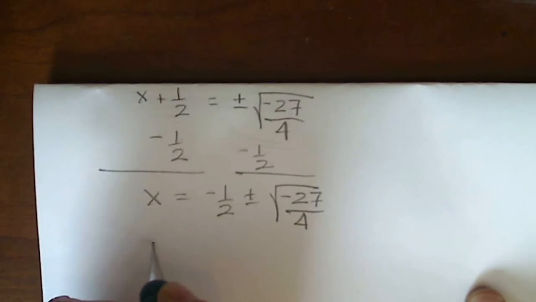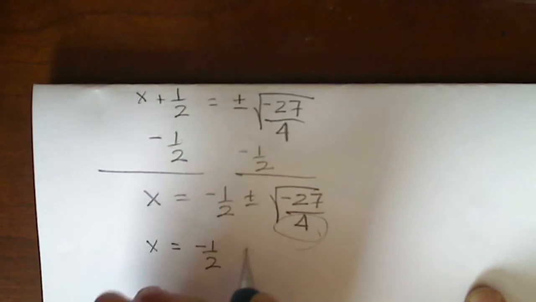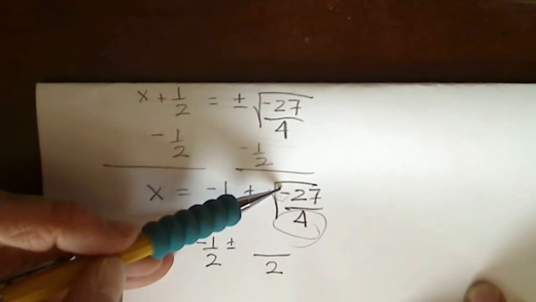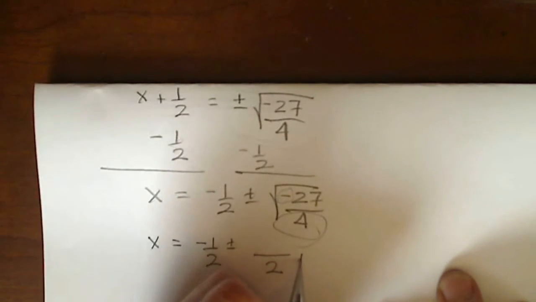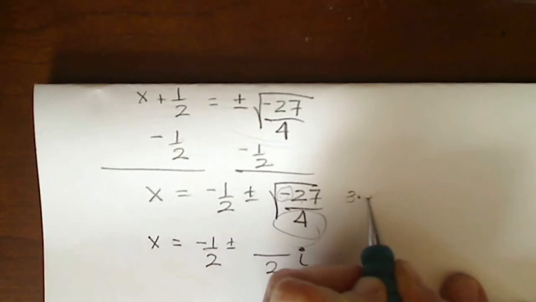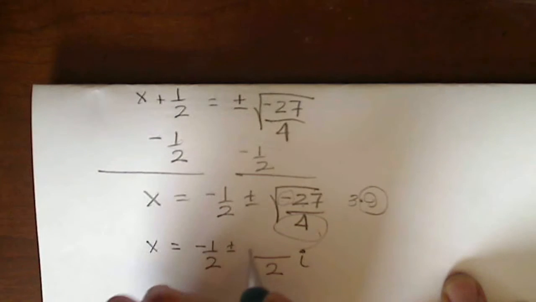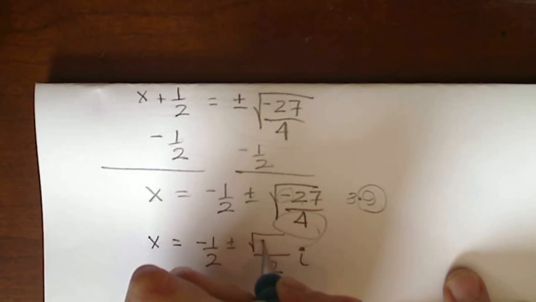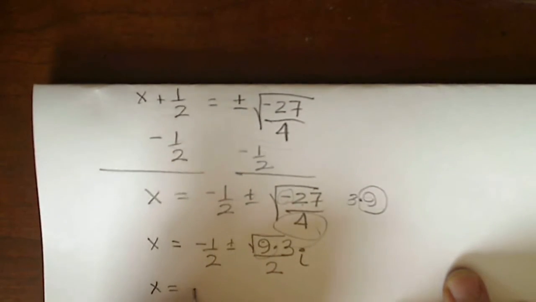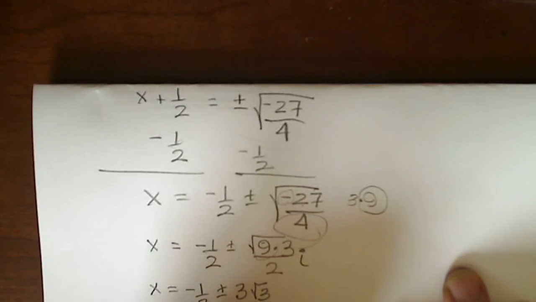So I need to simplify that radical. The square root of 4 is 2, so let's copy down the negative 1/2 plus or minus 2 is now my denominator. The negative inside the square root means I'm going to have an i. We know that 27 is really 3 times 9, and here's what we were looking for. The square root of 9 is 3, so I would have 9 times 3. I can take this 9 and evaluate the square root. And I get 3 square roots of 3 over 2 times i.